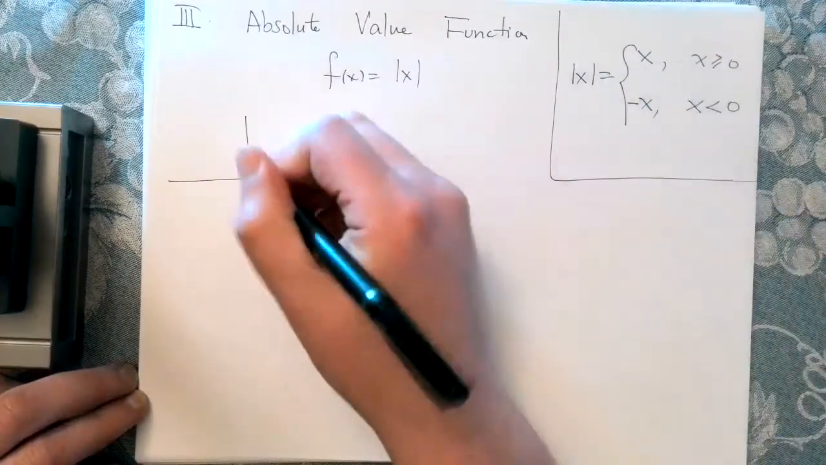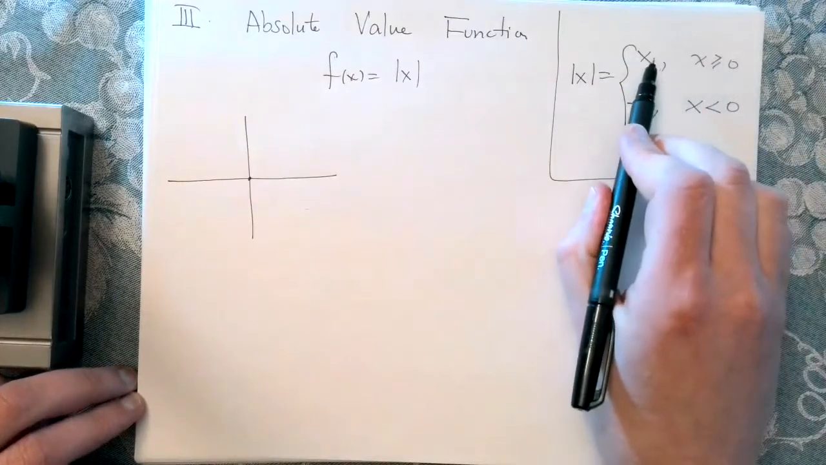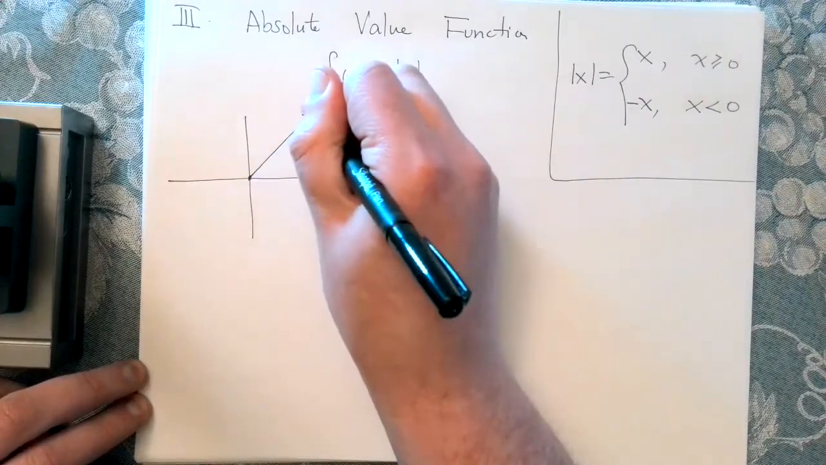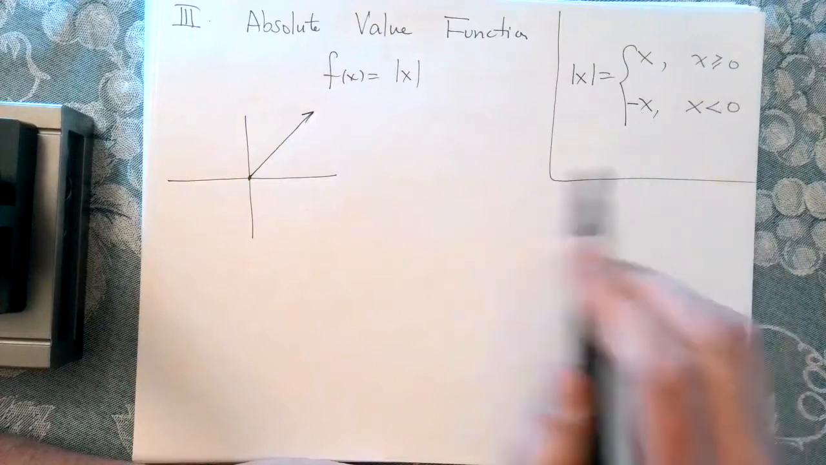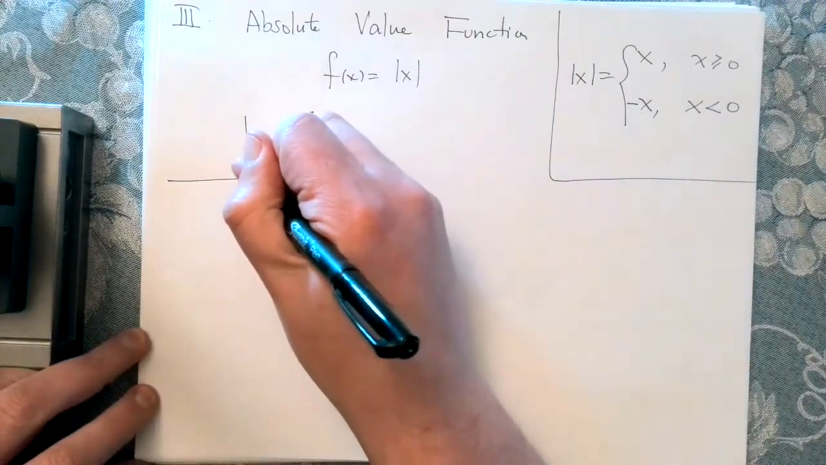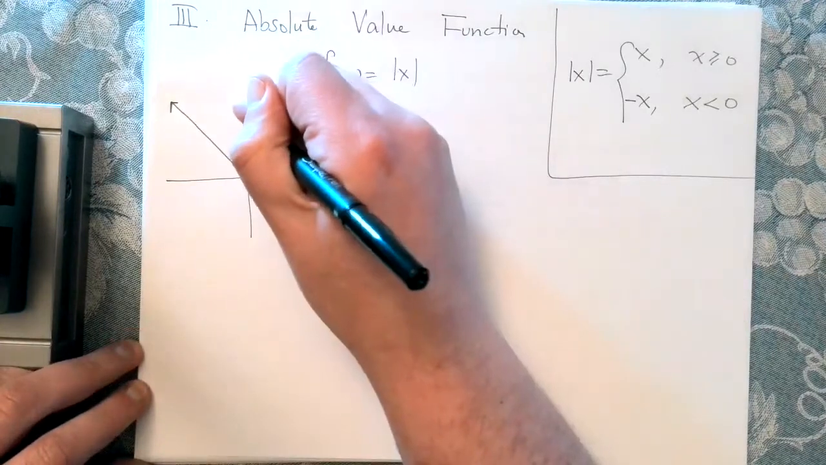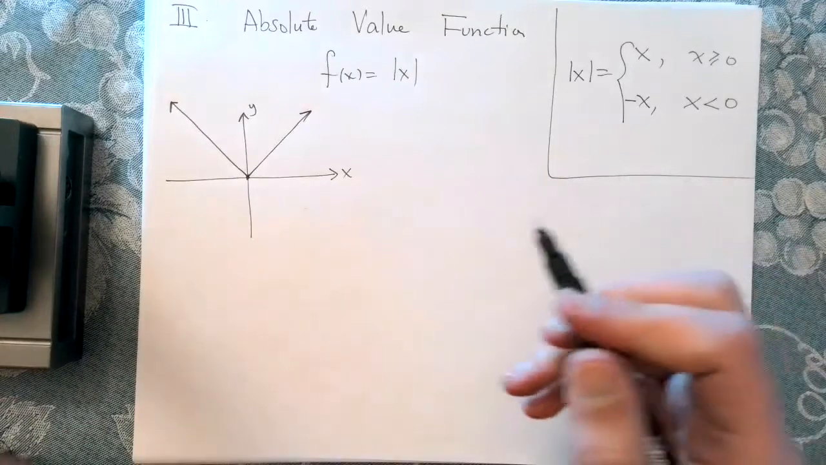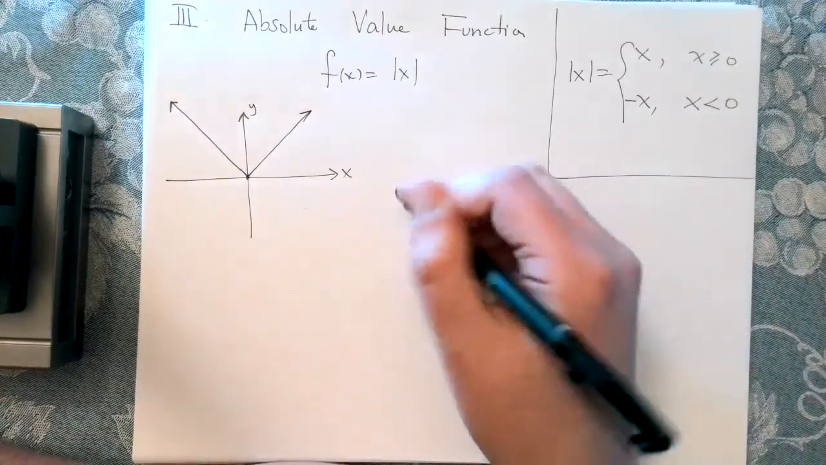Well, by this definition, if I'm at 0 or to the right of 0, I'm going to see y equals x. And if I'm to the left of 0, I see the graph y equals minus x. So that's the graph of the absolute value function. And so, of course, let's note the domain, the range, the symmetry, and increasing, decreasing.